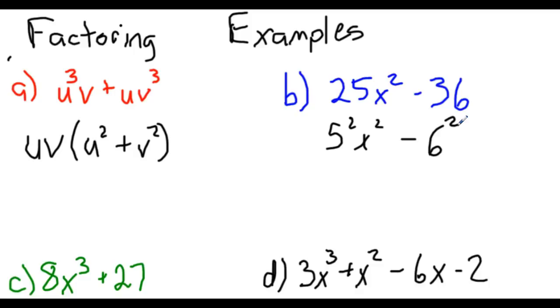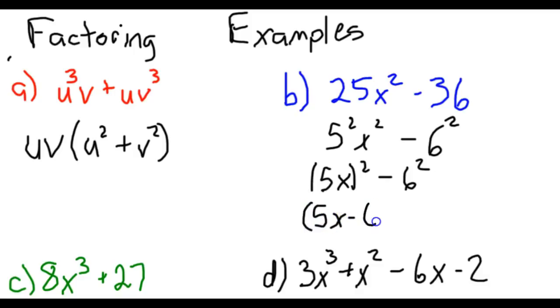So in this first term, if we have 5 squared times x squared, we can rewrite that as (5x) squared minus 6 squared. So now we can see we have two terms that are squared and we're subtracting them. So this is our difference of squares. This factors into 5x minus 6 times 5x plus 6.